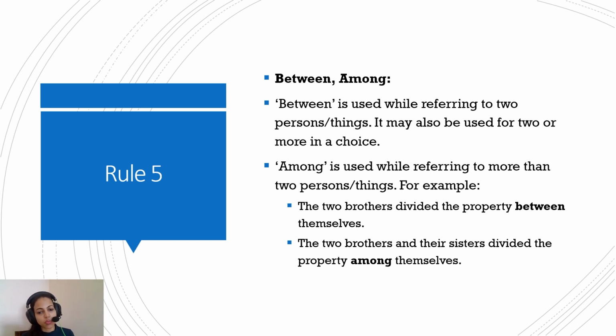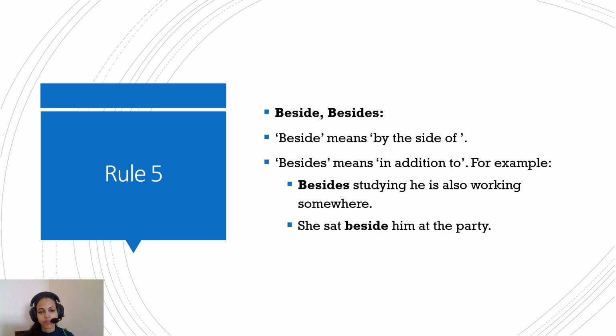The word we use is between, because we see the two brothers at the start of the statement. Now consider: the two brothers and their sisters. Here there are more than two, so in this case we will use the preposition among. So if two are there, you use between; if more than two, you use among. The two brothers and their sisters divided the property among themselves, because there are more than two in the party. Okay, fair enough.